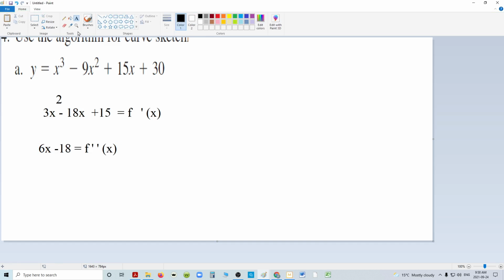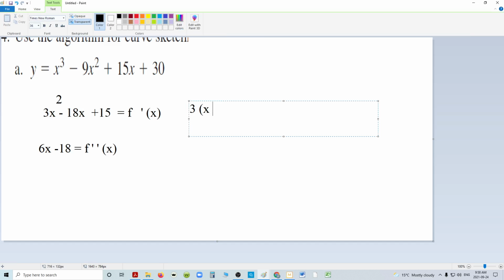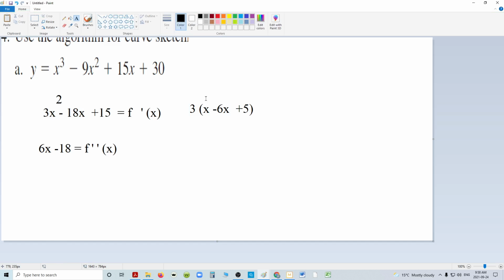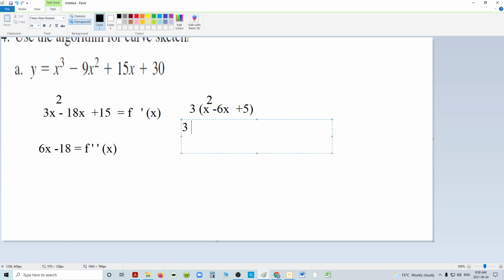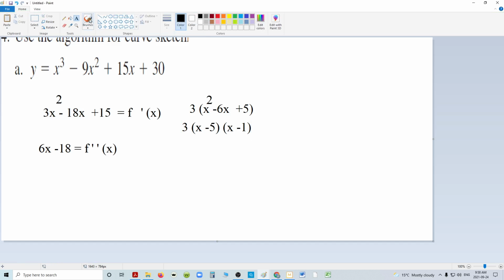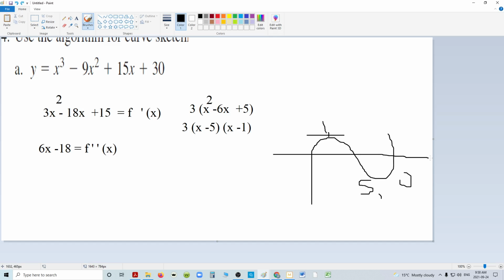Now, if I factor out 3 in the first derivative, I get x squared minus 6x plus 5. And I discover that's got factors: 3, x minus 5, x minus 1. Which means that my first derivative has clean factors. In other words, whatever my max and min will be, it'll be at 1 comma something and 5 comma something. And it'll either cross the x-axis once, possibly twice, or possibly 3 times.